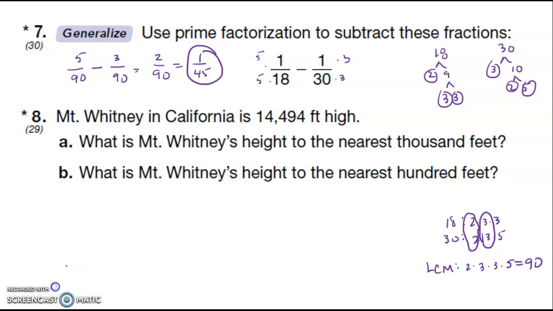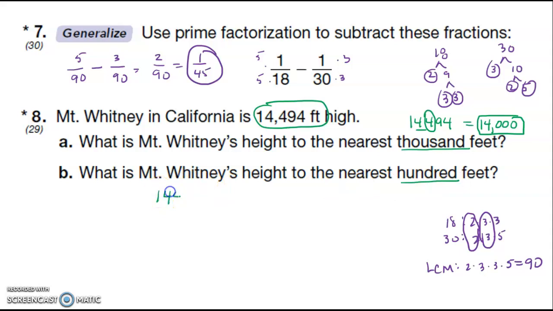I need a new color. Okay. Mount Whitney in California is 14,494 feet high. What is the height rounded to the nearest 1,000? So if I have 14,494, 1,000 is here. I'm going to be looking at this one. That means rounded to the nearest 1,000 is 14,000 feet. Rounded to the nearest 100, 14,494. This is what I'm rounding to. This is what I'm looking at. Since it's greater than 5, it's going to bump it up. That's what I have.